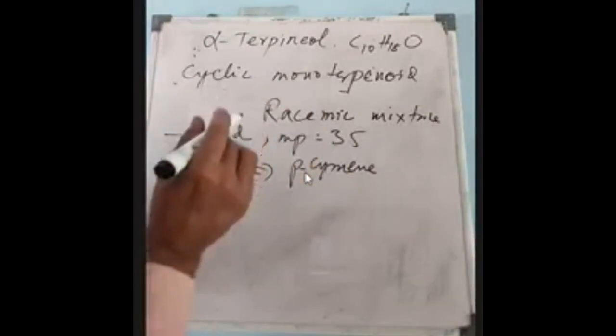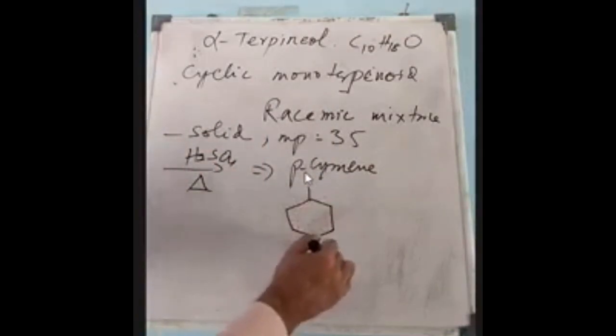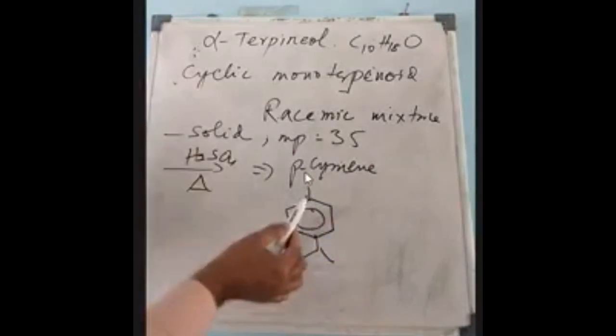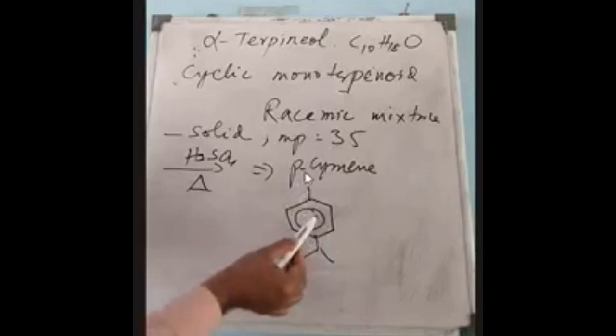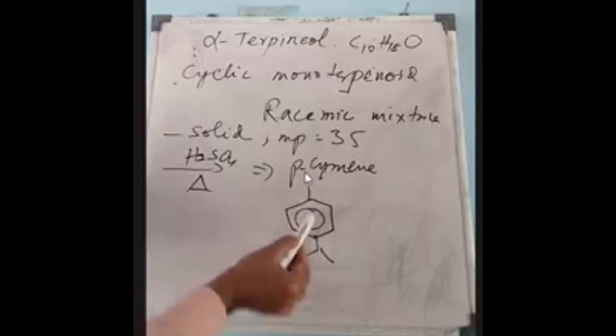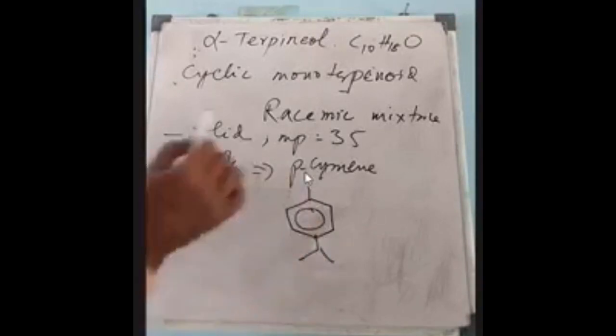Paracymene. Now you know paracymene. It is an aromatic compound. Last time I told you it is para-methyl cumene, or para-methyl isopropyl benzene, or 1-methyl... sorry, 4-methyl, 1-isopropyl benzene. We can also call it 4- or para-isopropyl toluene.